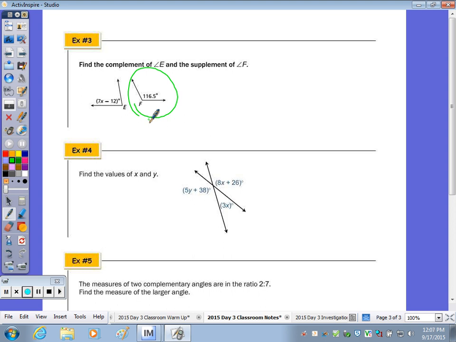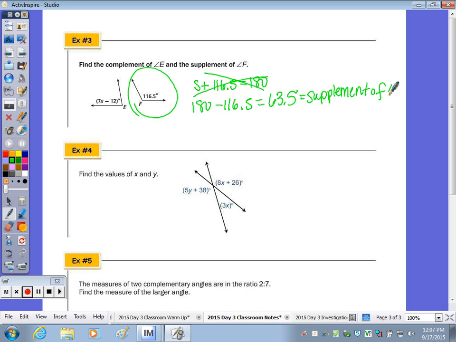So what that means is the supplement, if you want to call it S, plus 116.5 is equal to 180. If you have to find the supplement, the easiest thing to do is take 180 and subtract the angle measure you have. And what's that difference? 63.5. So this equals the supplement of angle F.